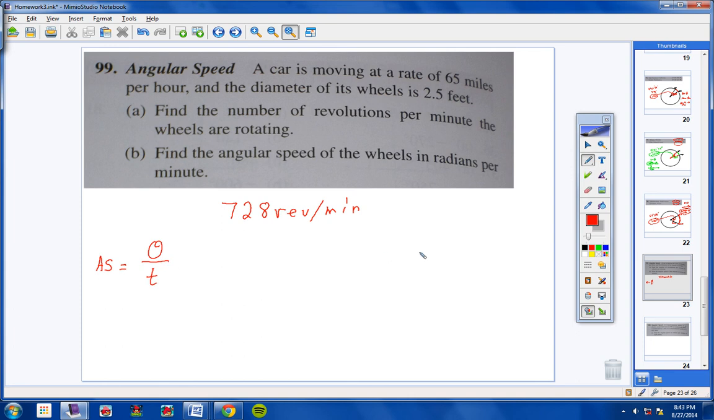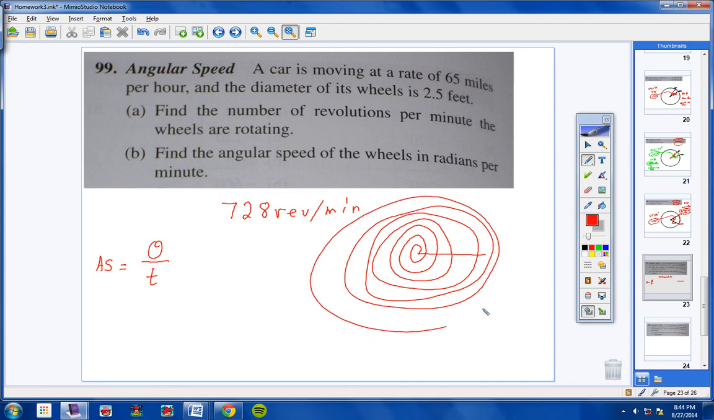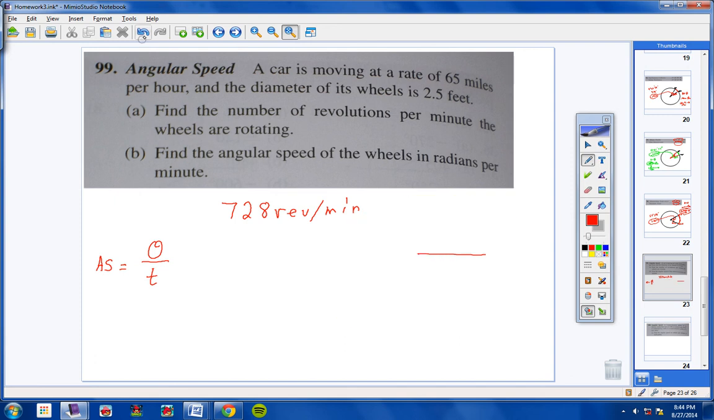Well, students, think about it. How many revolutions did you do? 728. That means you started here and you went around how many times? 728. Too many times for me. I'm not going to draw, that's for sure. So you know that you went around 728 revolutions in 1 minute. Now, one revolution is how many radians? One revolution is always how many radians? 2 pi. We know that, guys.